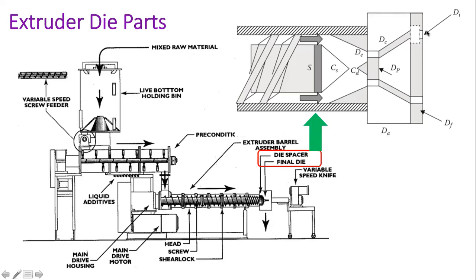There are many types of dies available, but I am going to discuss some general parts. Here you can see the screw and the cone shape at the end of the screw. And here also you can see a cone shape, and there are two parts. It's a simple design, but here you can see some special channels.